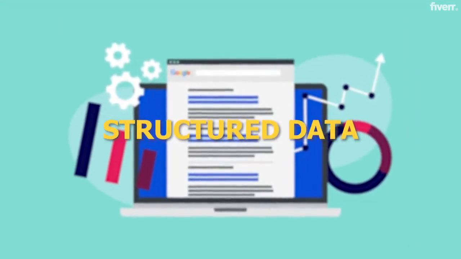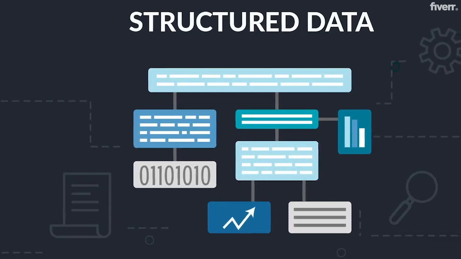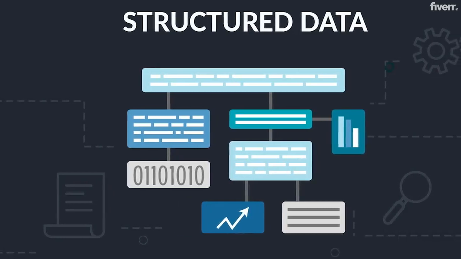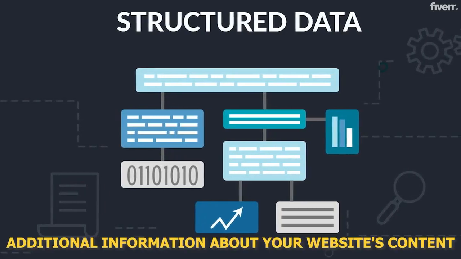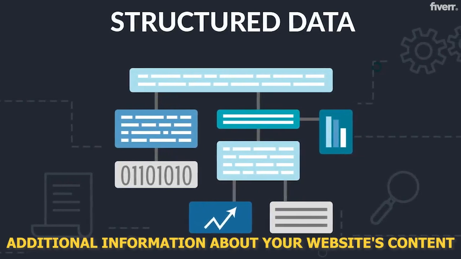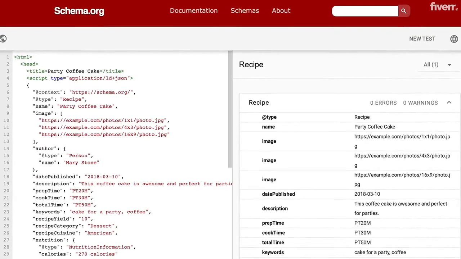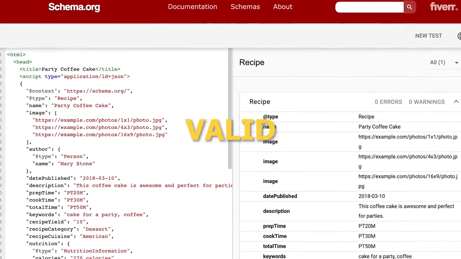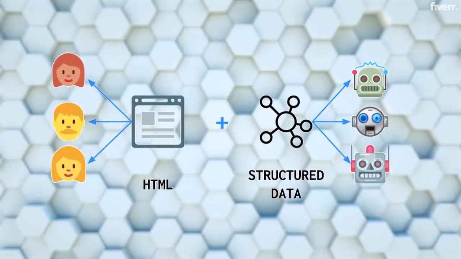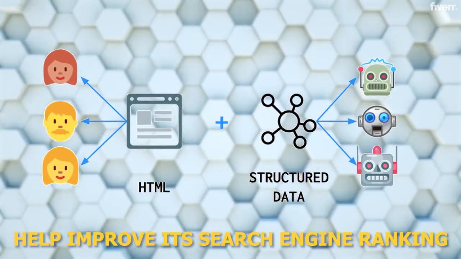Structured data. Structured data is important for search engine optimization as it provides additional information about your website's content. To optimize structured data, use schema.org markup, and make sure your markup is valid. Adding structured data to your website can help improve its search engine ranking.